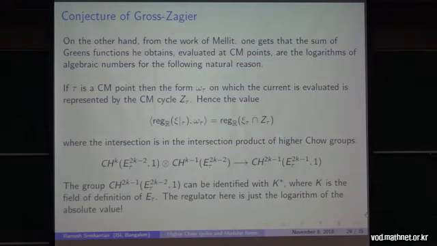Okay. On the other hand, you expect this to be equal to that higher Green's function at certain points. So what one is saying is, from the work of Mellet, you get that if you have a higher Chow cycle, you get some log algebraic results. From the work of Gross and Zagier, they conjecture that if you have a relation, you get some log algebraicity. So therefore, it sort of makes sense that the two things are related. This is what we are thinking.